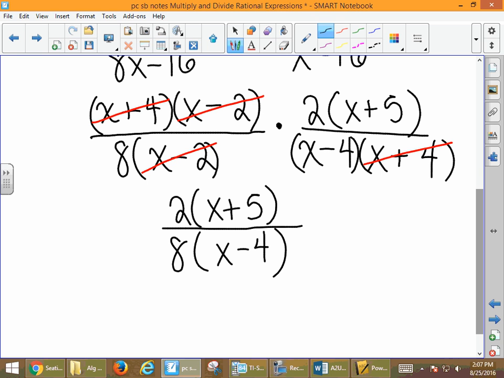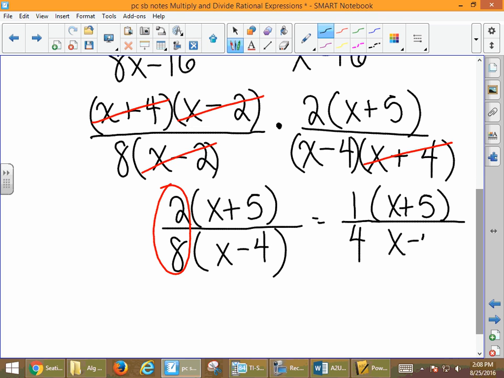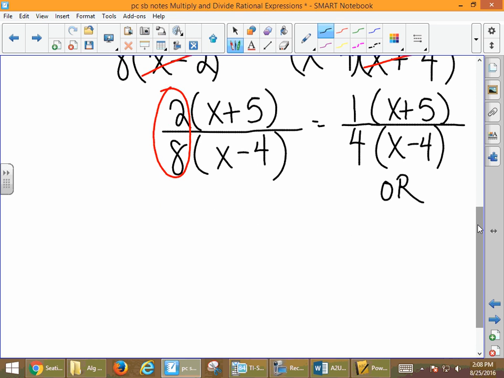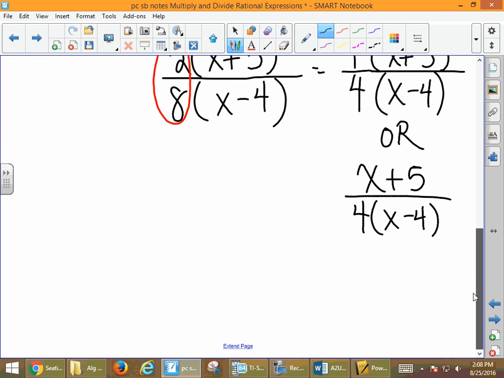Can we do anything else? The 2 and 8 can be simplified to 1/4 if you prefer. And you don't really need to write the 1. So it's x plus 5 over 4 times x minus 4. Can you leave the 1 there? Leave the 1. Doesn't bother me.